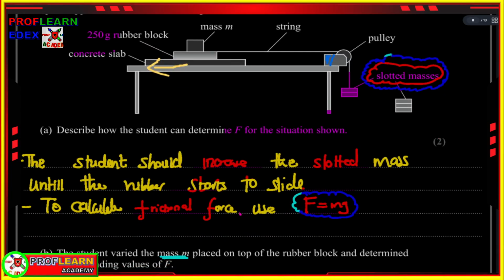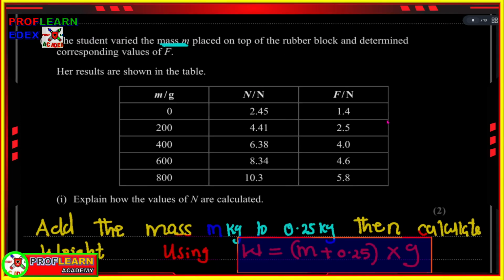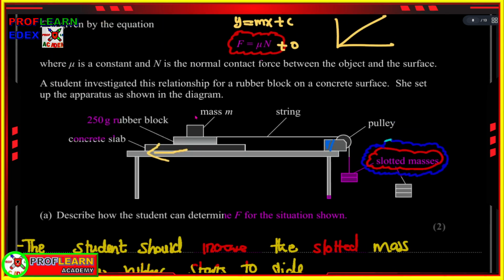Then to calculate the frictional force, we use the frictional force is equal to mass times gravity. The slotted mass times the gravitational field strength, which is 9.81. Explain how the value of N is calculated. Remember, N is the normal force here, normal reaction force.